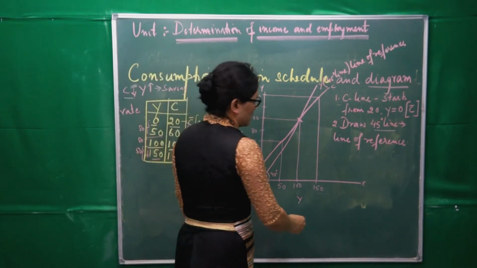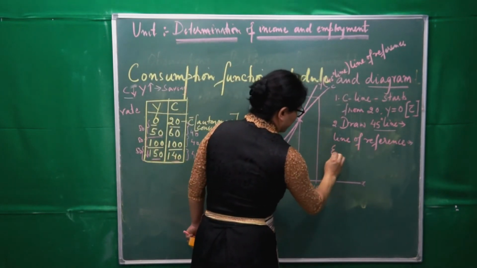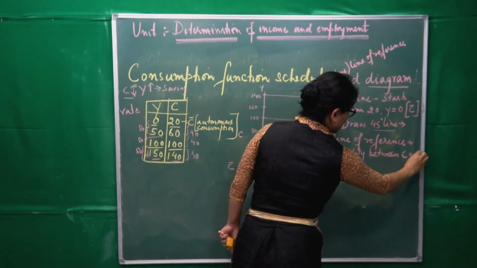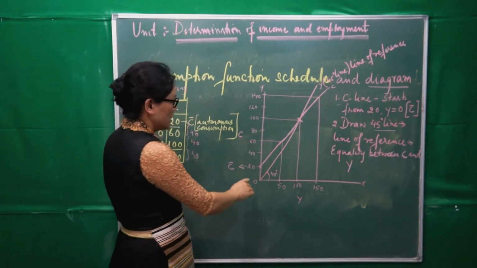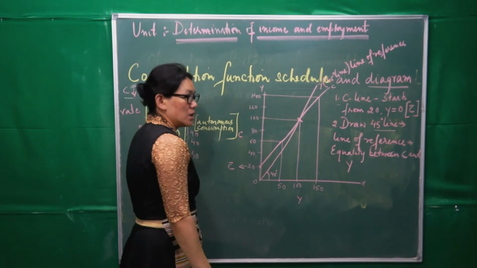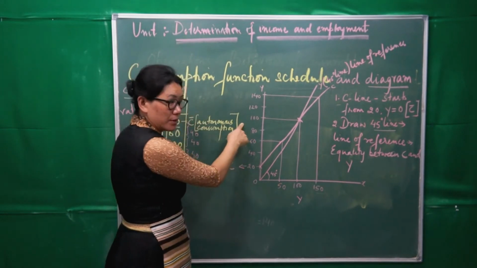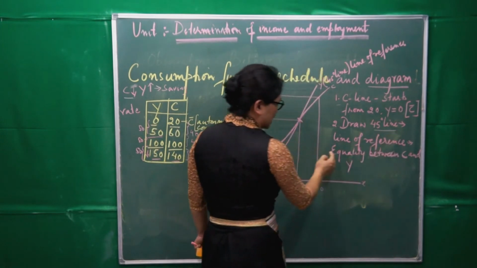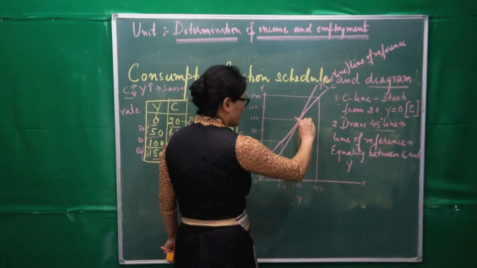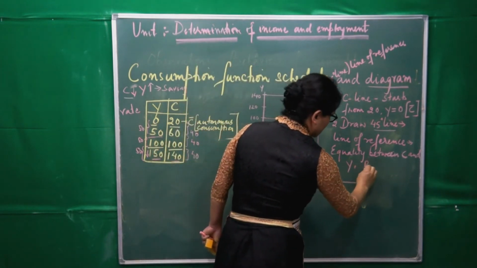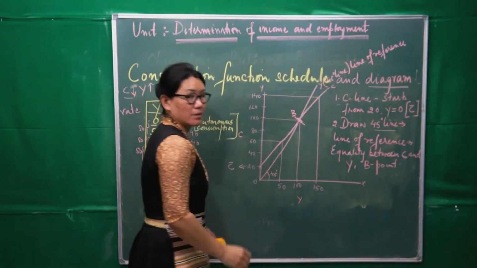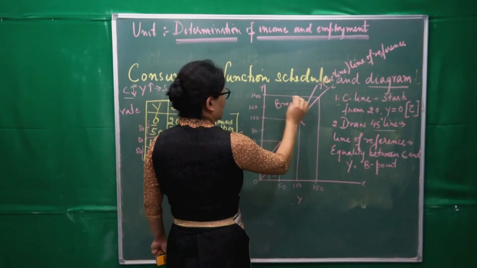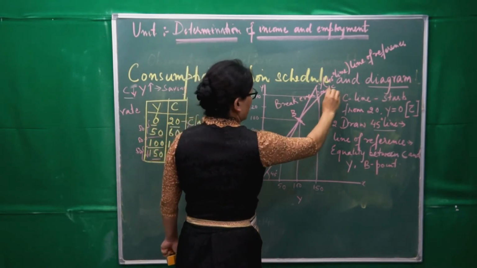Okay, under this one, this shows the equality between C and Y. I said before, any point on this 45-degree line will show equality between this and this one. Is that clear? So I said line of reference, that is the 45-degree line, shows equality between C and Y, which is happening where? At this point. So we will write here B point. This B point is called the break-even point.